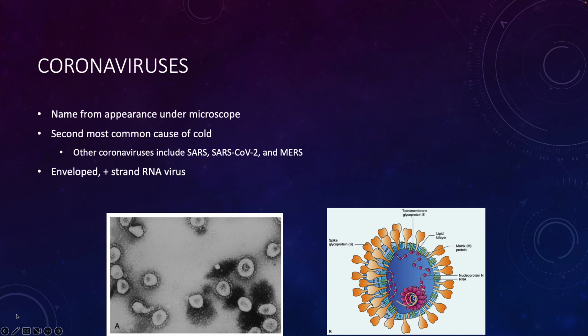So here's what they look like under the electron microscope. You can see that corona, like when the sun has a corona. And then you have the viral genetic material surrounded by proteins, surrounded by that envelope.